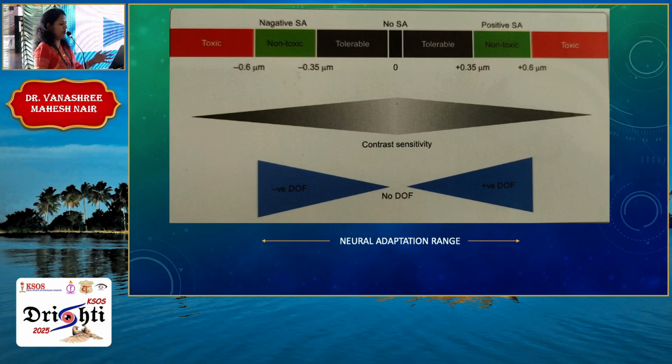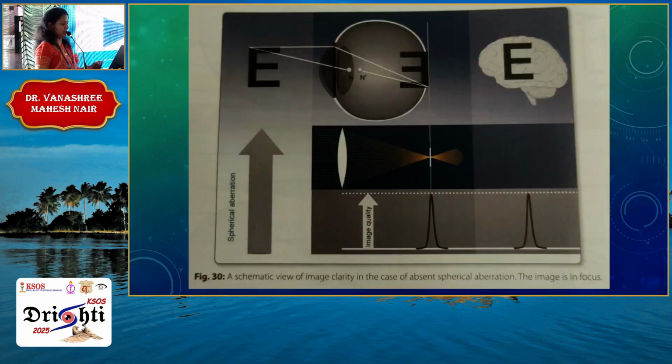Now why is it important? How does it help? If you see this diagram, right in the center there is no spherical aberration. Here the image will be very crisp with maximum contrast sensitivity, but there is no depth of focus. If you go slightly beyond, with negative or positive spherical aberration in the tolerable range up to minus 0.35 microns, you have some good depth of focus with a slight decrease in contrast sensitivity, but that is tolerable. And there is a range which is non-toxic, where you will have maximum depth of focus, and that depth of focus will aid your near vision. Beyond that is a toxic range, where the spherical aberration is so high that it is going to cause glare, halos, and those issues.